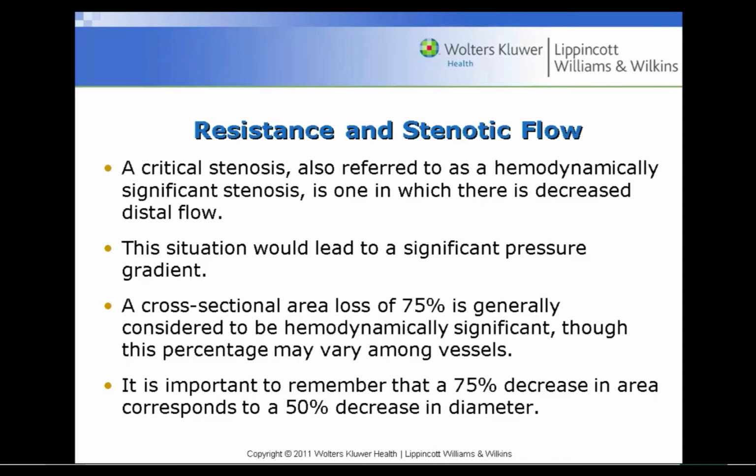As we're monitoring our patients, if we reach a critical stenosis, that would mean that there is a hemodynamically significant stenosis in which there is a decreased distal flow. This situation would lead to a significant pressure gradient. So here would be your number: a cross-sectional area loss of 75% is generally considered to be hemodynamically significant. And again, this means there would need to be some intervention by a physician, possibly surgery, to get the stenosis out of this critical stage.